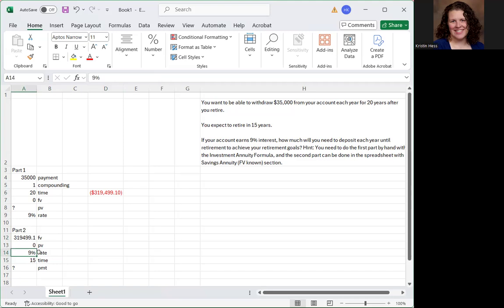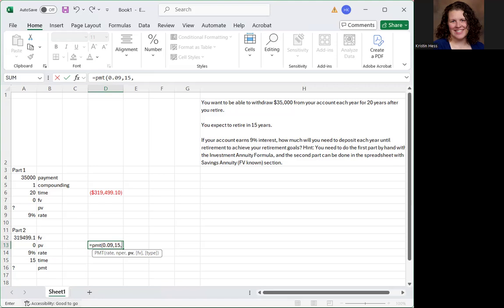The interest rate is the same. You're just starting saving, so you don't have any money today. And so we want to know how much money you need to put away each year so that after 15 years at 9% with no money today, we'll have $319,499.10. So I'm going to type in equals payment. Again, the rate is our interest rate divided by 100, so 0.09, and then divide it by our compounding, and we're compounding annually, so once a year. If it's monthly, we would divide by 12. The number of periods here is 15 because it's annual. If it was monthly, we'd do 15 times 12.